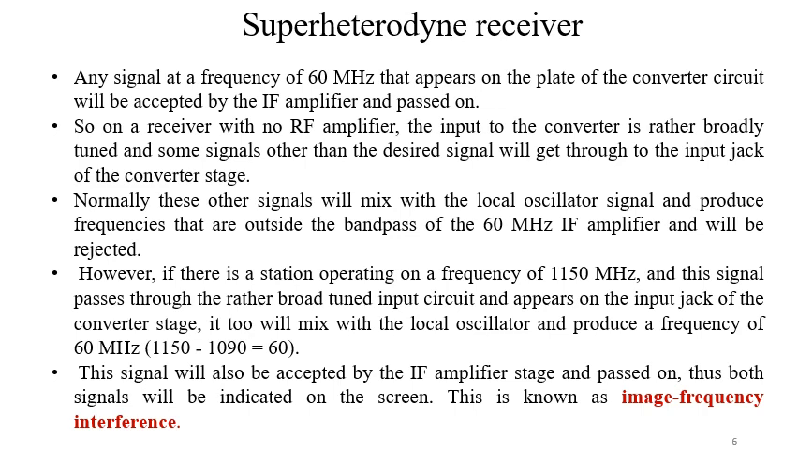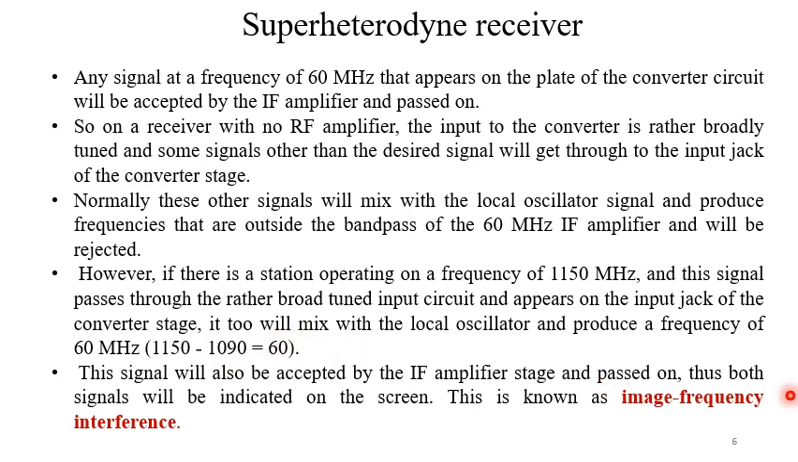However, if there is a station operating on a frequency of, say, 1150 MHz, and this signal passes through the rather broadly tuned input circuit and appears on the input of the converter stage, it too will mix with the local oscillator and produce a frequency of 60 MHz, because 1150 minus 1090 is again 60.